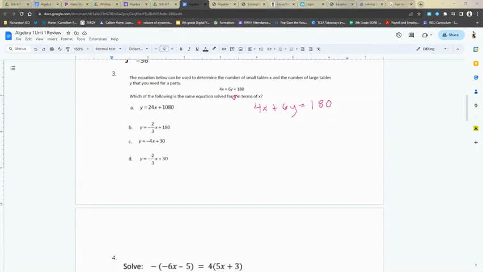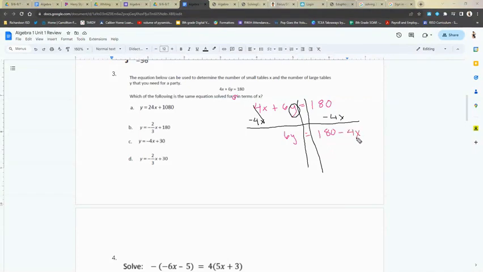So what I'm going to do is circle y, what I'm solving for, because that's what I'm trying to get by itself. Okay? Then I'm going to draw my railroad tracks. You don't have to box your variable because you have many. I'm going to subtract 4x from both sides. I'm going to cross the line. And then we're going to have 6y equals 180 minus 4x.